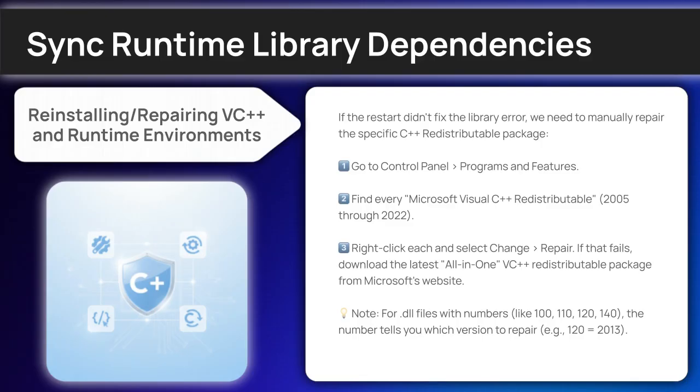If that fails, download the latest all-in-one VC++ Redistributable package from Microsoft's website. Please note that for DLL files with numbers, the number tells you which version to repair. For example, 120 equals 2013.